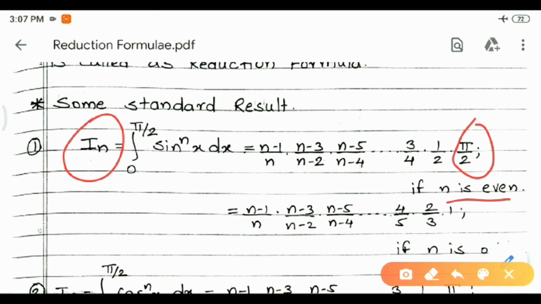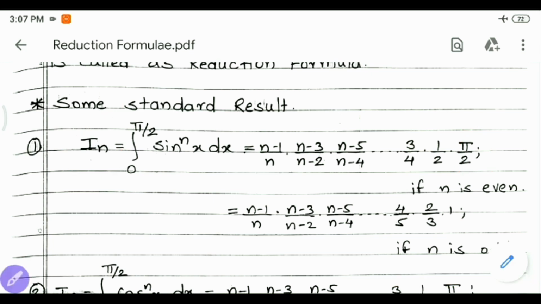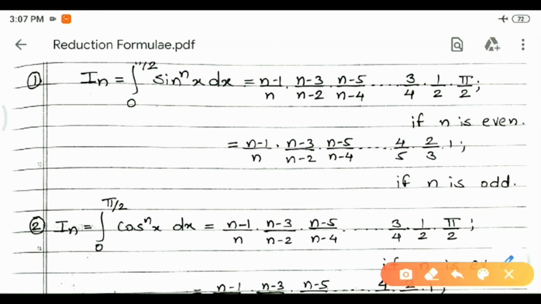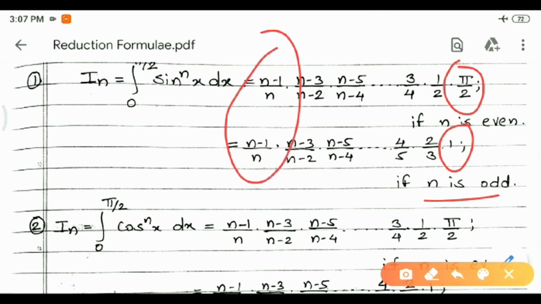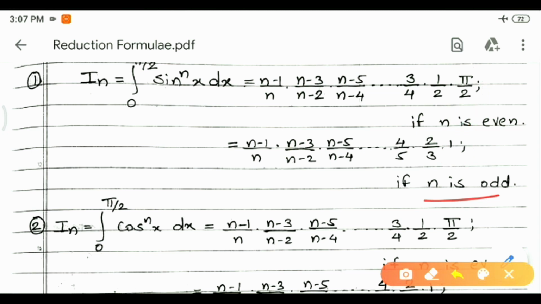That is very important. Whenever n is an even value, your last term will be pi by 2, and whenever your n is odd, your last term will be 1. This is a very important thing. You have to remember the first term and the last term. Whenever n is even, the last term will always be pi by 2, and whenever n is odd, the last term will be 1, and the first term in both cases is n minus 1 upon n. This is a very important formula that you are supposed to remember.